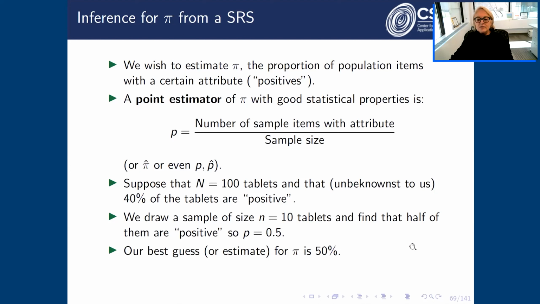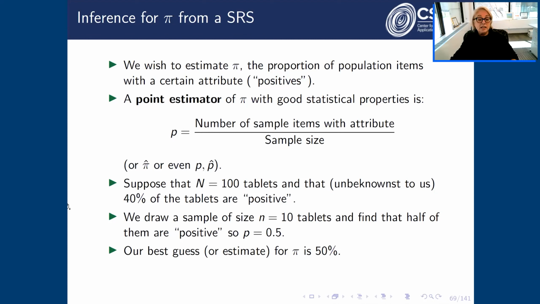All right, so let's do an example. Suppose that the population consists of 100 tablets in somebody's duffel bag. For now, we don't know this, of course, but let's suppose that 40% of those tablets are positive. So they contain some illicit substance, and the other 60% are just placebos, fillers. They are just to confuse you. So we don't know that, of course, but we would like to estimate from a sample of those 100 tablets, how many of those tablets are positive.